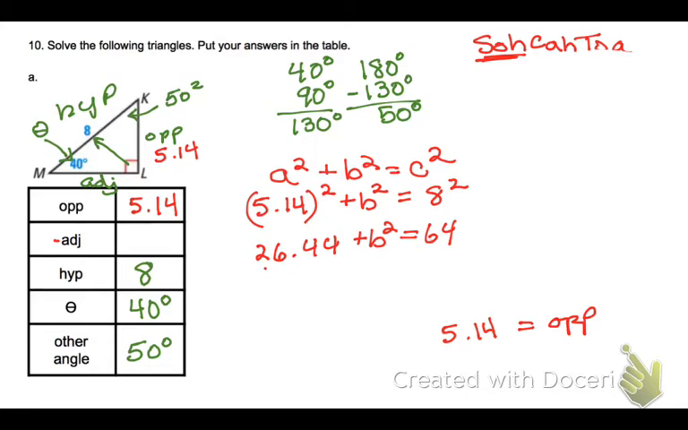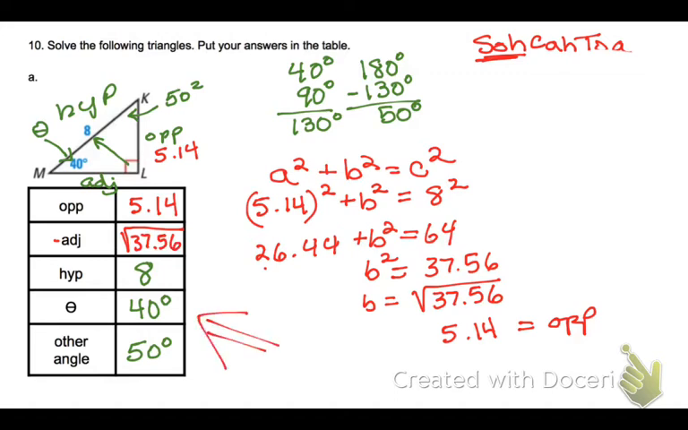Okay, I'm going to subtract 26.44. Hold on a second. So 64 minus 26.44 equals 37.56, which is b squared. And so b is going to be equal to the square root of 37.56. And you do not need to do anything with that. Okay, and you're done. Here's your table. Okay, that's what needs to be filled in to get full credit.